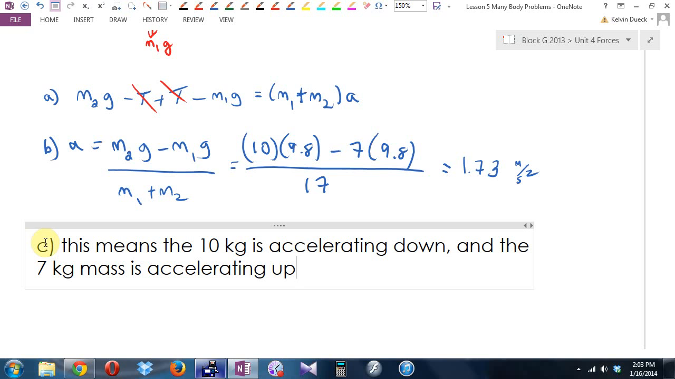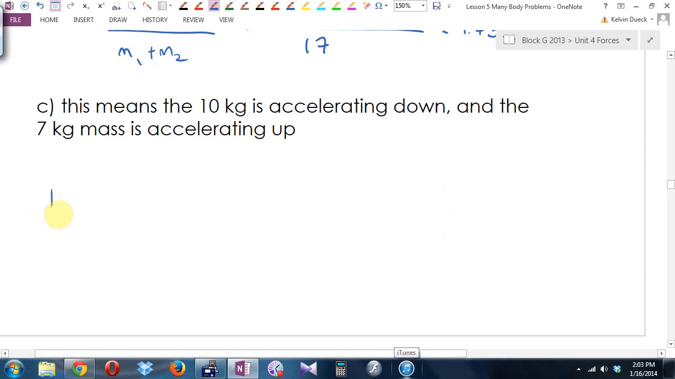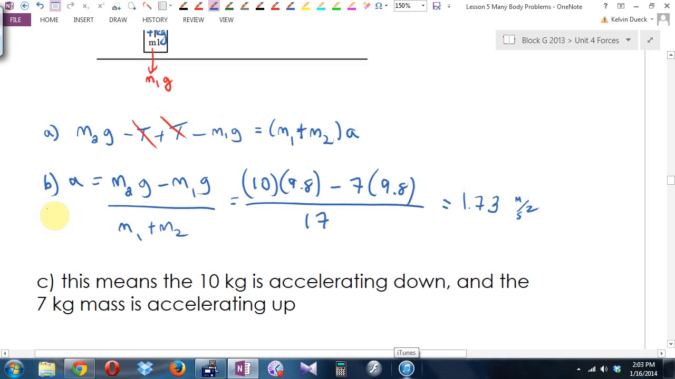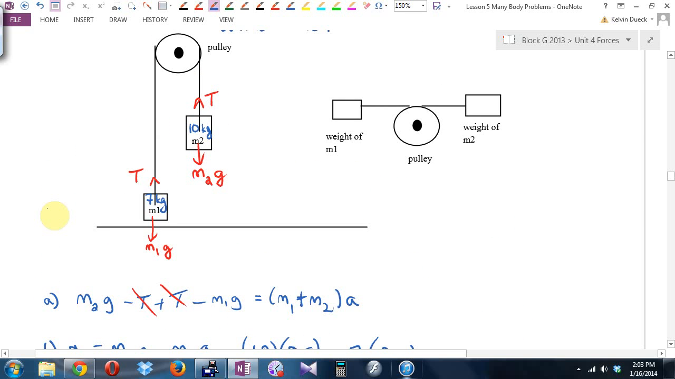Trev, what was the last thing it asked me to find? The one that I added? Tension. I can find tension by looking at one mass. Which one? Doesn't matter. Although, if you're clever, you'll pick the one in which tension is a winner. So look carefully at those two masses. In which mass, mass 1 or mass 2, is tension the winner? Ben? Mass 1.